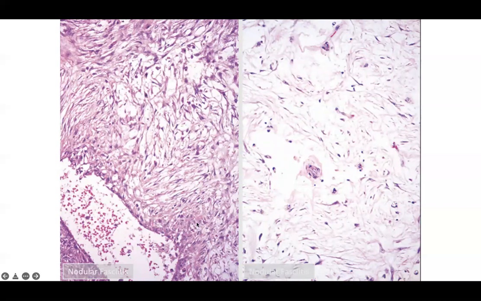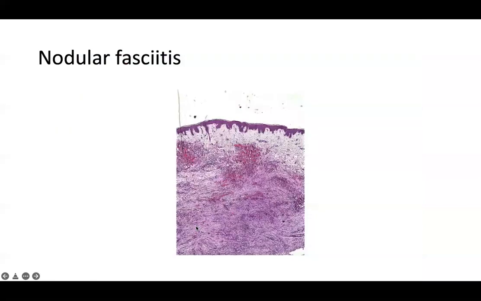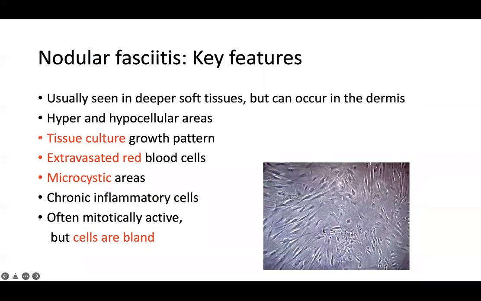But again, this is subjective, and I wouldn't really rely too much on the tissue culture appearance in and of itself to be diagnostic. I would rely on the overall circumscription, the placement within the specimen, the clinical. You'll also want to look for some areas of extravasated red blood cells, maybe some microcystic areas, chronic inflammation, particularly some surrounding lymphocytes, and it can be mitotically active, but the cells are pretty bland.